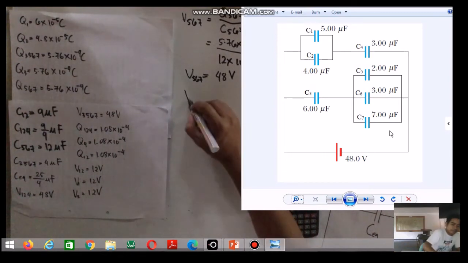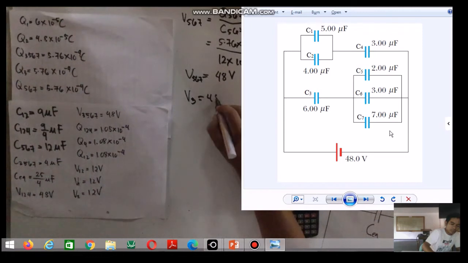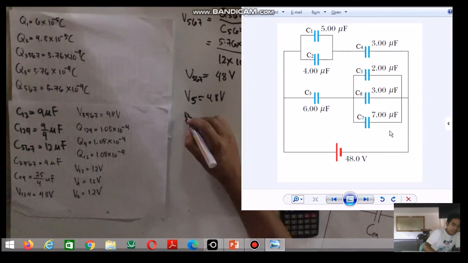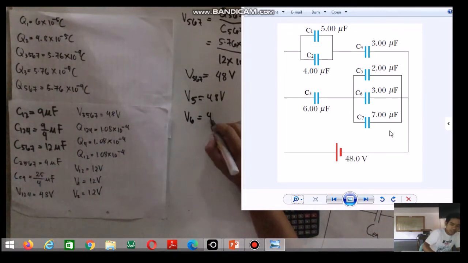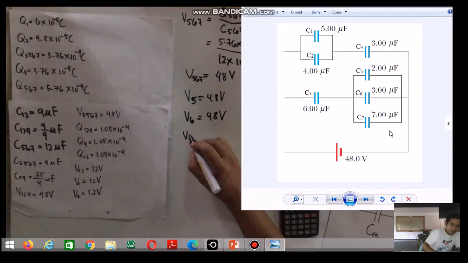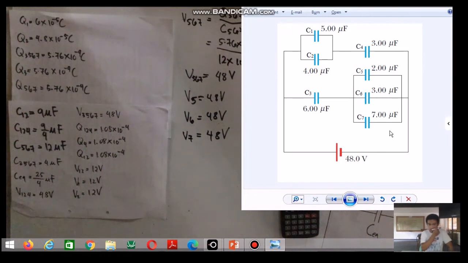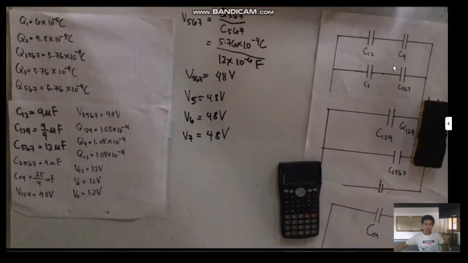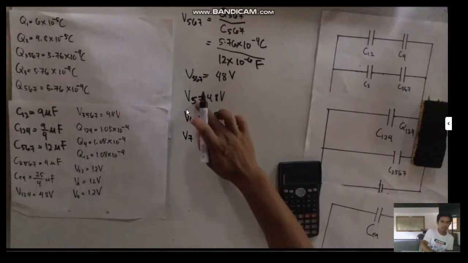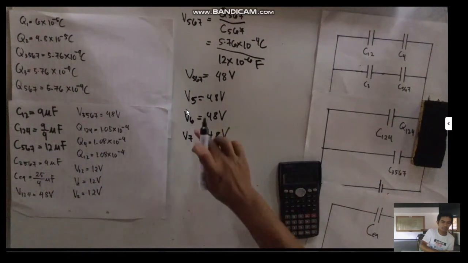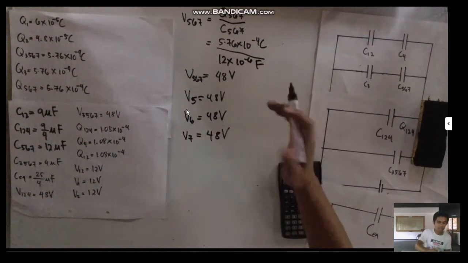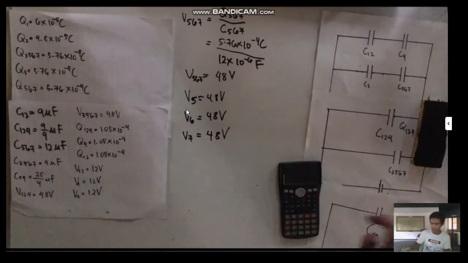So we have V5 equals 48 volts. V6 is also 48 volts, and V7 is also 48 volts. Okay, so we can solve for Q5 since we already have V5, V6 and V7. So we can obtain the charge of 5, 6 and 7.